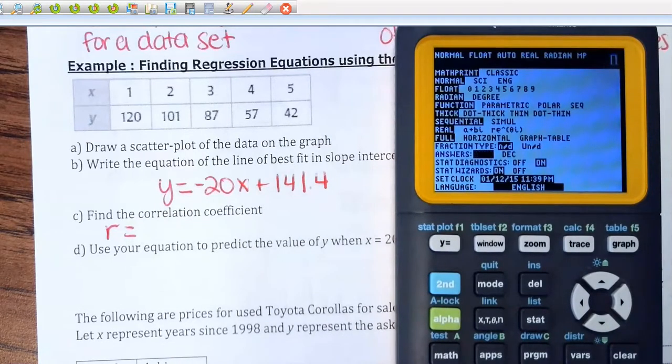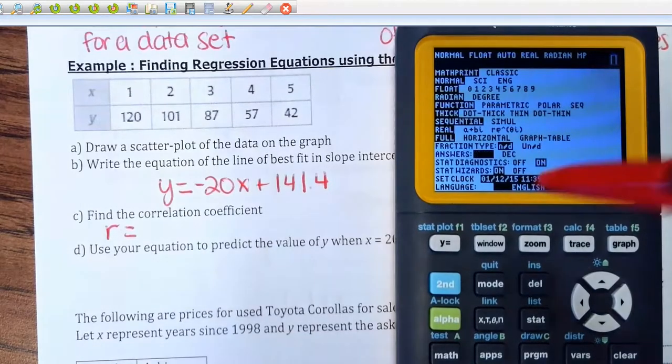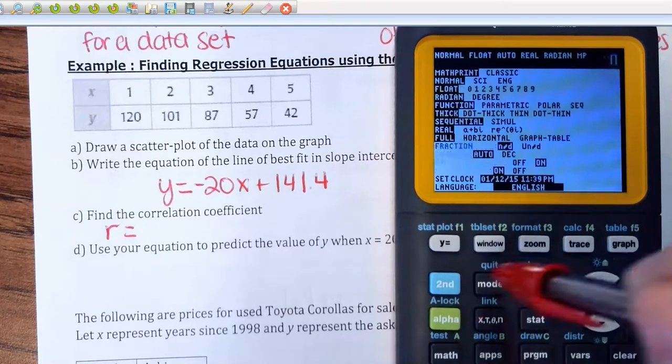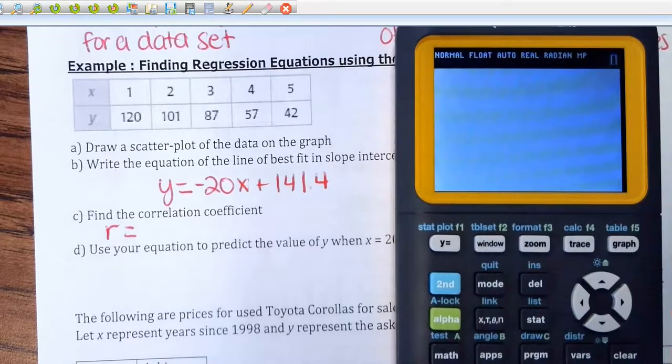Okay, anytime you want to get out of a screen, if you're in it, you can just hit second and the button right next to it, that mode button, second quit, and that'll just take you back to the main screen. I hit that all the time.